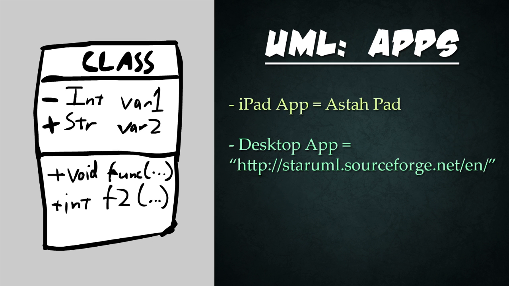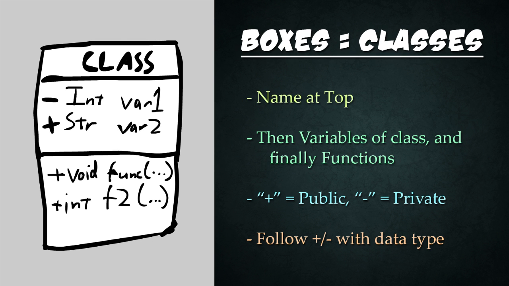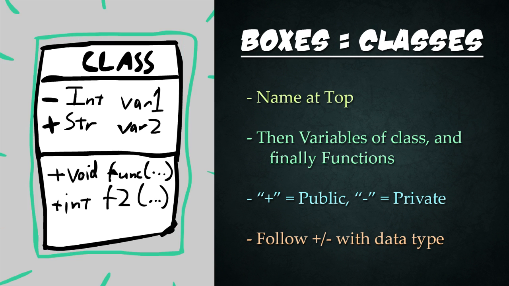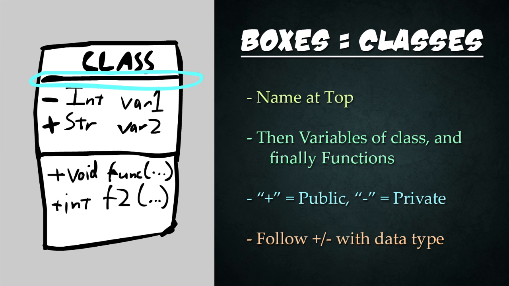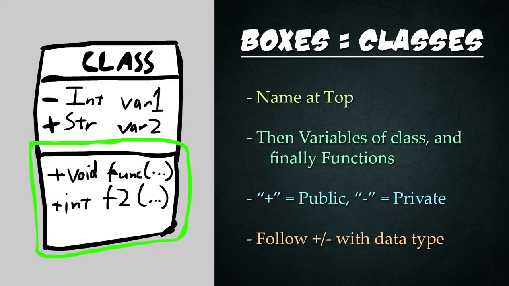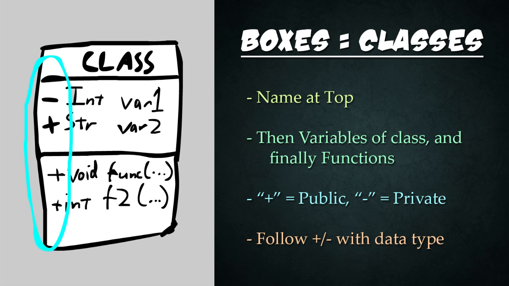Alright, so let's break down exactly what makes up UML. First, we've got boxes. Boxes are used to embody a class. You have the name at the top, a divider, and then the variables you're going to have for that class, another divider, and then the functions you're going to have. Next to each variable or each function, you have a plus or a minus sign. The plus is for public if it's accessible to everyone, or a minus sign if it's private or protected.